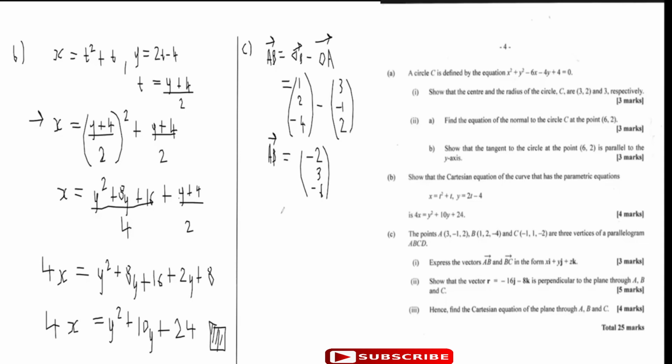Next we need is vector BC. Vector BC is going to be equal to vector OC minus vector OB. So vector BC is vector OC minus OB. Nice and easy. Now since this is vector BC, OC minus OB, let's go ahead and do it. Vector OC is -1, 1, -2.